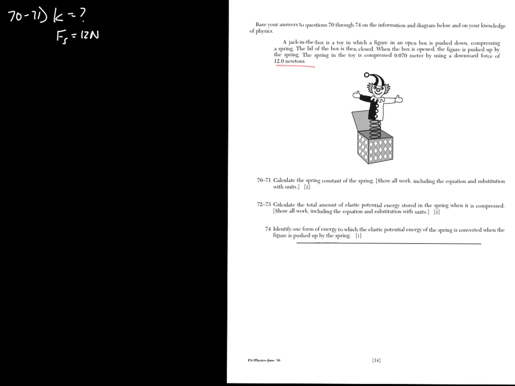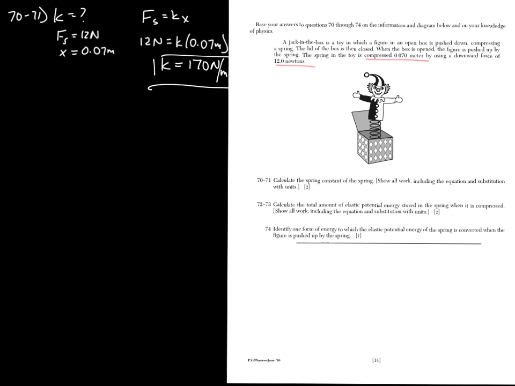And the spring and the toy is compressed this much. That's our X value. So there's only one equation that fits all these variables. Show this work, and you'll get the answer. Should get approximately 170 newtons per meter. To get that unit is important, and that's the point for 71. All right, numbers 72 to 73.